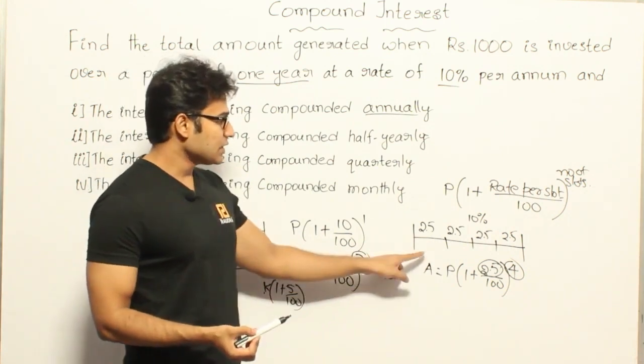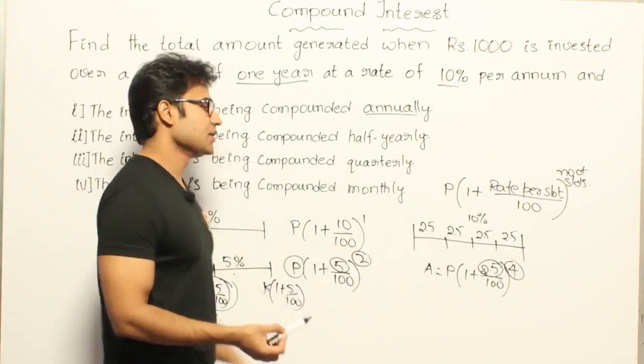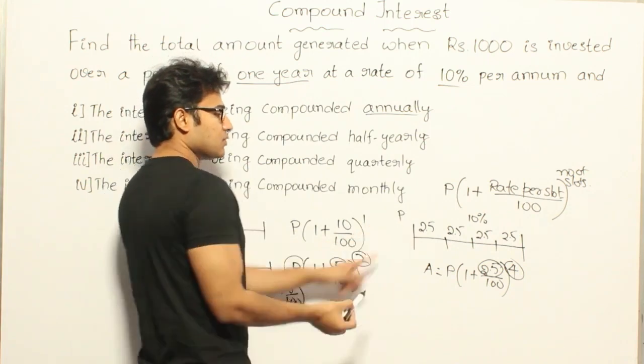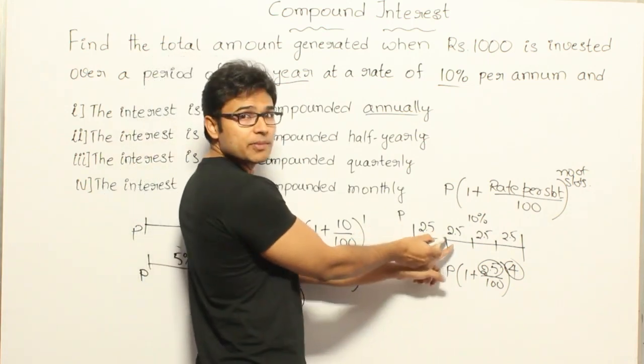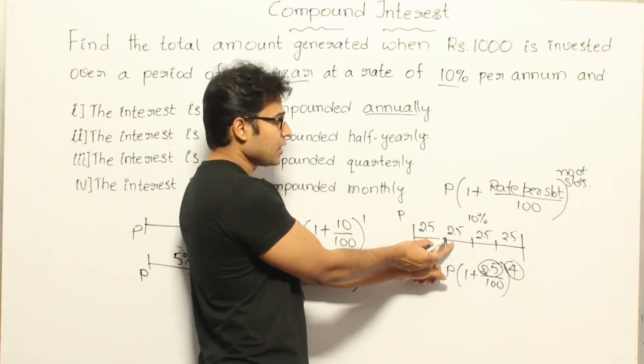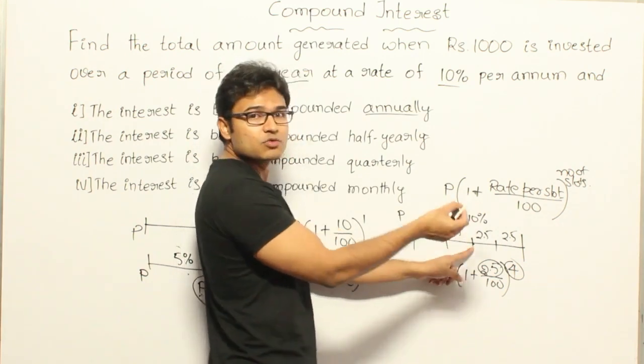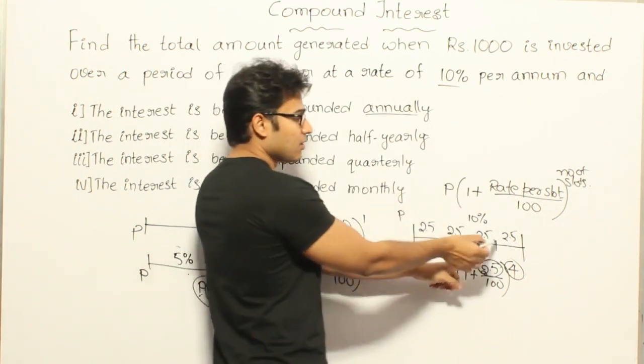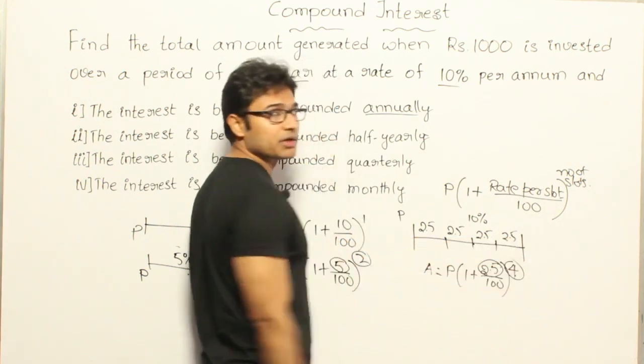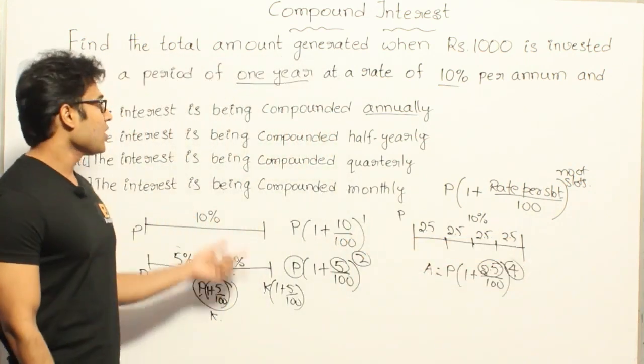And again, if you want to see how it happened, you can just do the same thing. If you invest P, by the time it reaches here it is going to be P into 1 plus 2.5 by 100. By the time it reaches here, P into 1 plus 2.5 by 100 whole square, then whole cube, whole power 4. That is why I got it here. Got it? Now what about the next one?